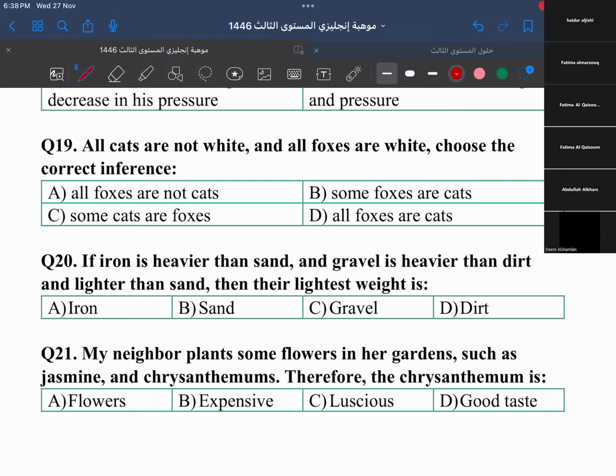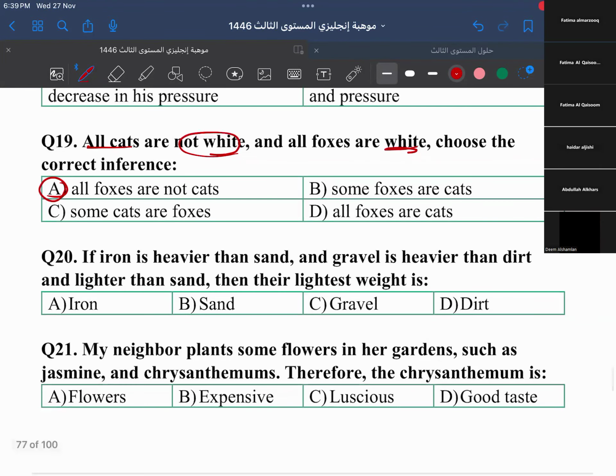All cats are not white and all foxes are white. Choose the correct inference. So I don't really get what they mean by all cats are not white, but I guess it's a hypothetical. Yes, a hypothetical situation. So then it would be all foxes are not cats because the cats can't be white and the foxes are always white. Yeah, excellent. So the answer would be A. As you said, it's the illogical questions, the imaginary ones. They're saying that all of the cats cannot be white and all of the foxes are white. So as you said, A is going to be the right answer.